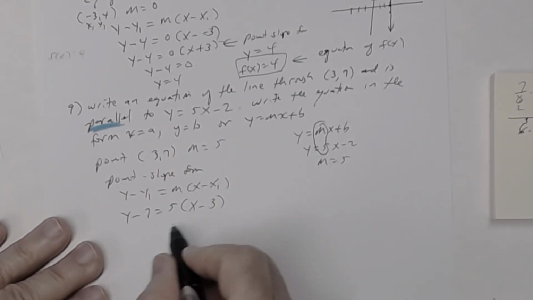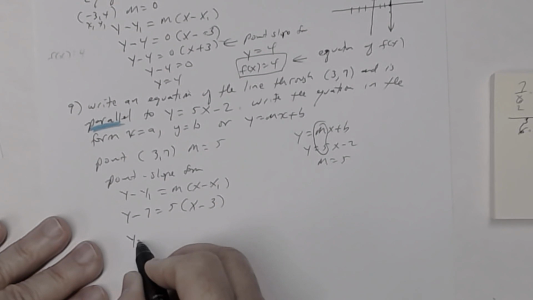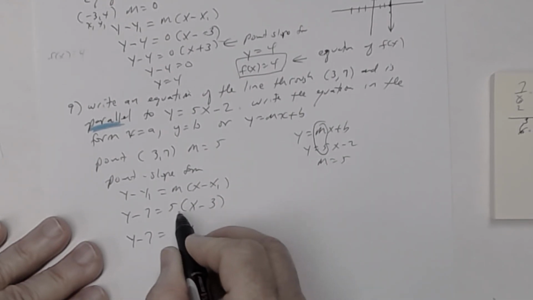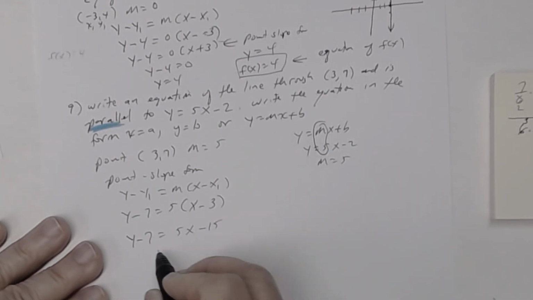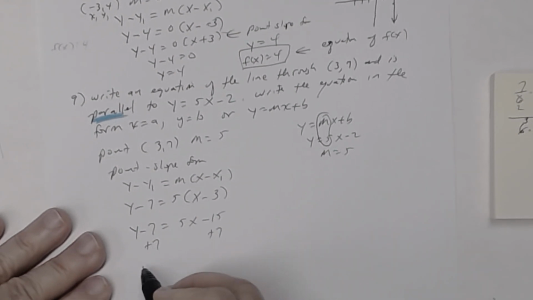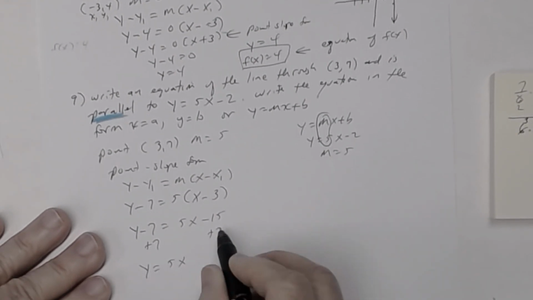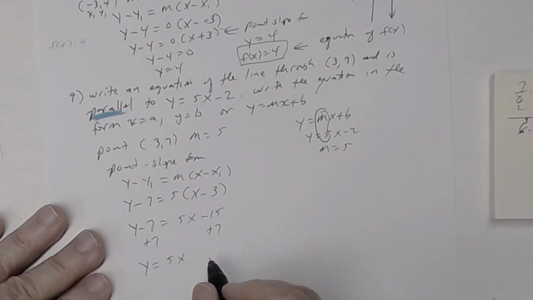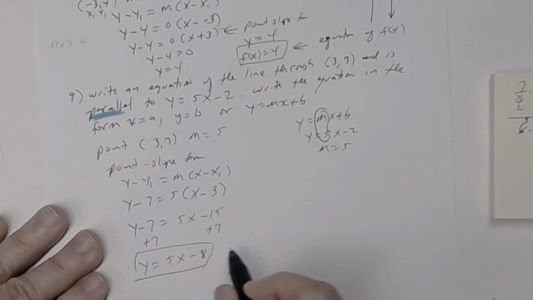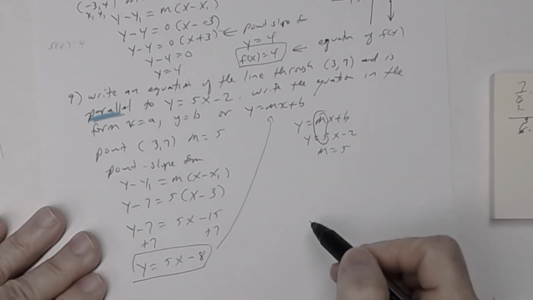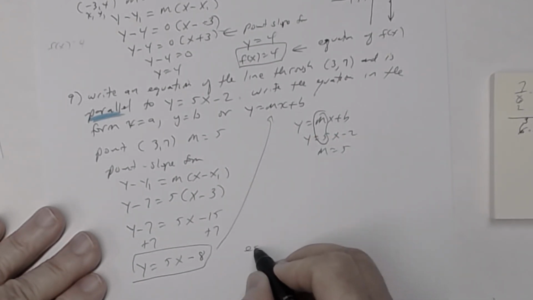And so let's go ahead and distribute. So I get y minus 7 equals 5x. 5 times negative 3 is negative 15. Add 7 to both sides. We'll get y equals 5x. A negative 15 plus 7 is a negative 8. And there's your answer. So we wrote it in this form. So it looks like this one. All right, so that's the equation of the line.